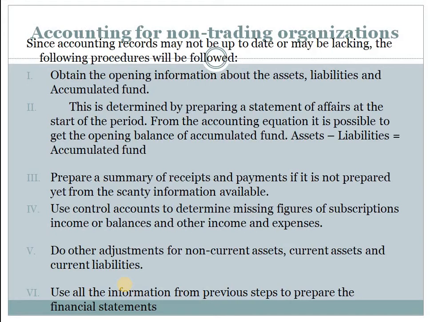The next is to make other adjustments for non-current assets, current liabilities, and current assets. You have to use all the information from the previous steps to prepare the financial statements. Those financial statements include the income statement, the income and expenditure statement, and the balance sheet, and you have to practice that in order to have a solution for accounting for non-trading organizations.